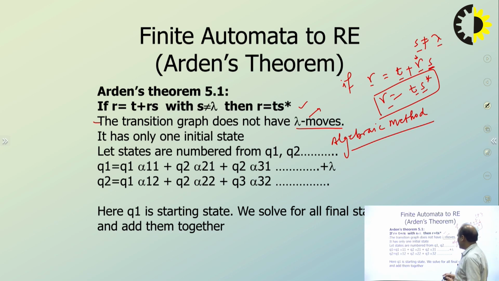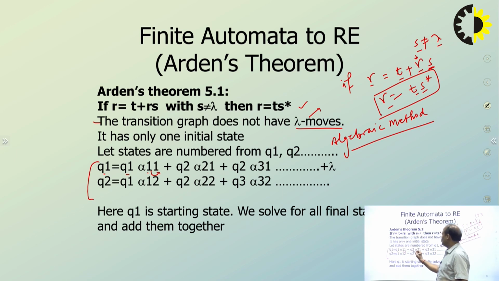In this method, we write n equations. So if you have three states, you have to write three equations. So how to write the equations? Suppose Q1, Q2 are numbered as states. Q1 will be written as Q1 alpha 11. Alpha 11 is the transition going from 1 to 1. Sometimes we call it a regular expression also. So alpha 11 means 1 to 1, right?